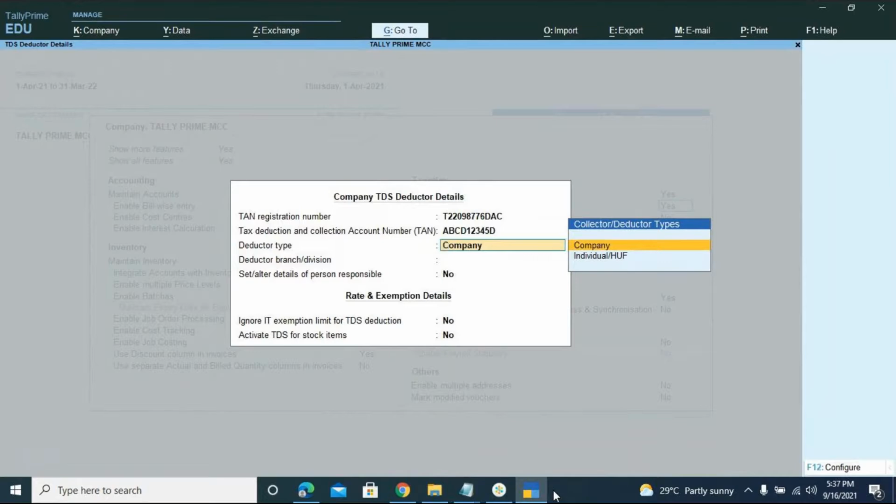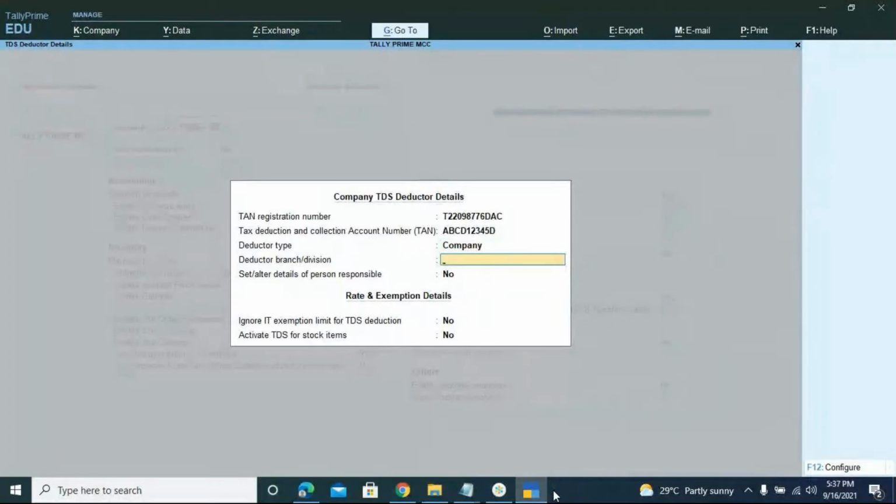in case the deductor is an individual, that can also be possible, or HUF, you can move for the individual. You can just select company here, select company. Deductor branch. Branch means, when there is a TDS deduction, which is the jurisdiction? Now we have Bangalore South, Bangalore North, or like this, area wise we also have jurisdiction.